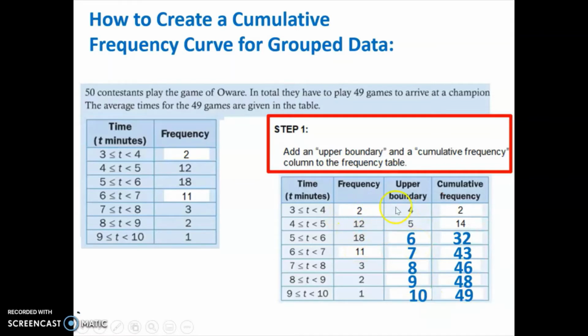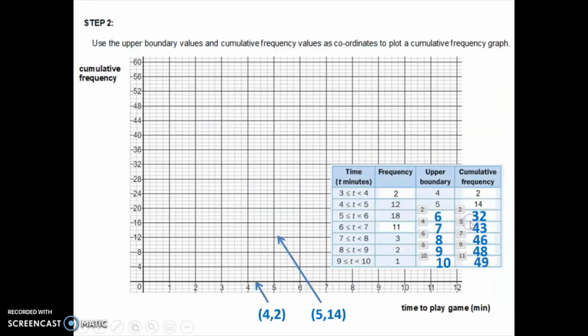Now we can basically take the upper boundary here and the cumulative frequency and use those points to plot on our graph. So here's how it works. Here's our first point, 4, 2. All right, upper boundary of 4, cumulative frequency there is 2, so we put a point there. Next one, 5, 14, because our upper boundary here is 5, and our cumulative frequency there is 14, so it goes here. What would the next point be? Well, it would be the 6, 32 point, and the next one would be 7, 43, and so on. If you plot all those points, you have your cumulative frequency curve.